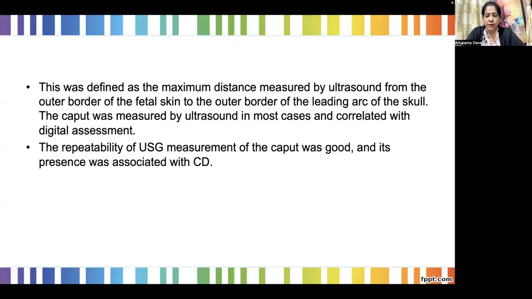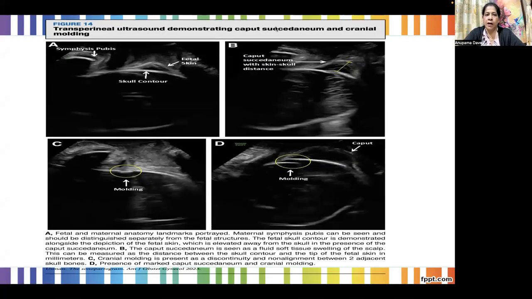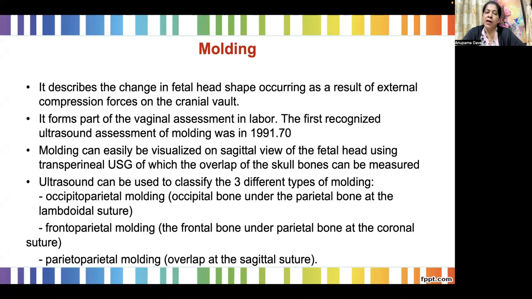The presence of caput was associated with a cesarean delivery. So this is how transperineal ultrasound demonstrating caput and molding. Here, the distance between fetal skin and skull. This is the presence of a caput. And this is how you can see suture lines overlapping in case you want to see molding.